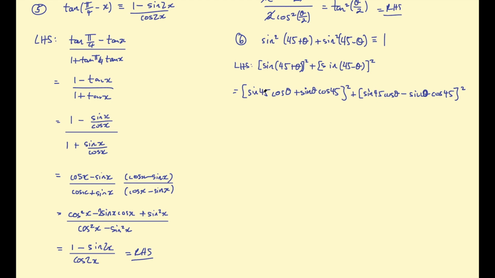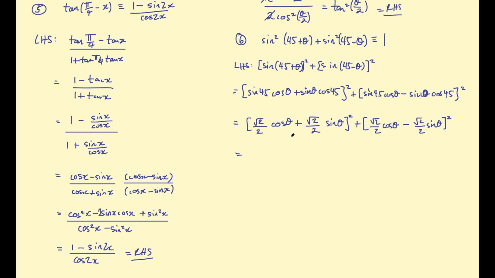Then remember what sine of 45 and cosine of 45 are. That's 1 on root 2 or root 2 on 2. So let's use root 2 on 2 cosine theta, and the same for cosine 45 is root 2 on 2 sine theta all squared, and same over here, root 2 on 2 cosine theta take root 2 on 2 sine theta all squared. And now we need to expand out these brackets.